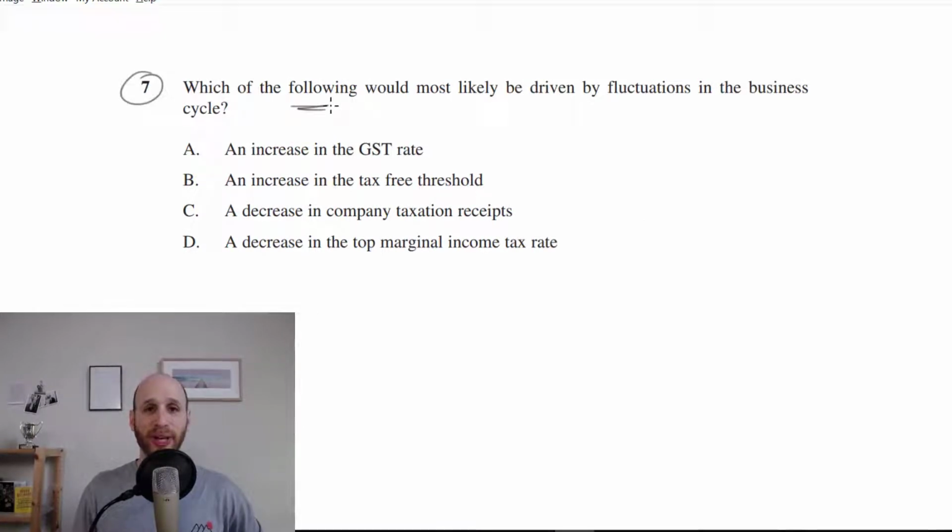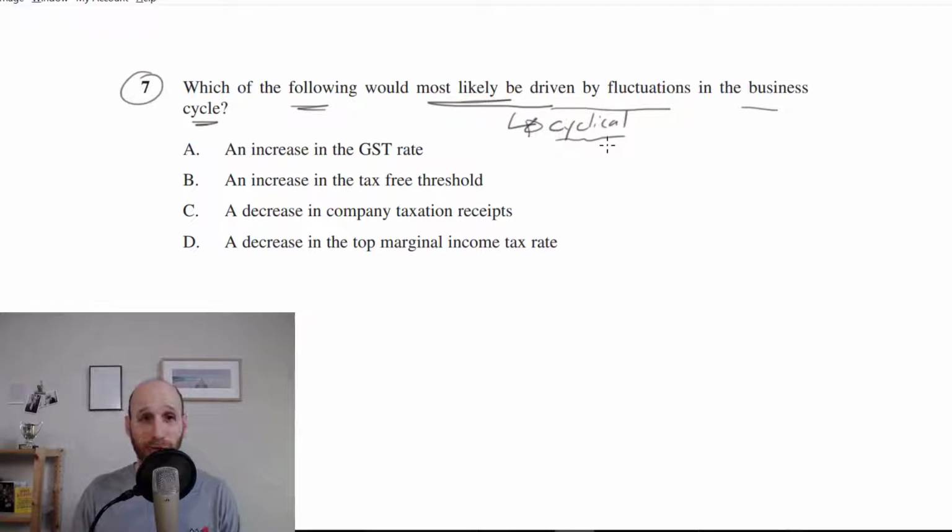Which of the following would most likely be driven by fluctuations in the business cycle? Cyclical elements, not structural, but cyclical. Cyclical meaning that they are driven by the economic cycle. So cyclical, yes. Structural, no.